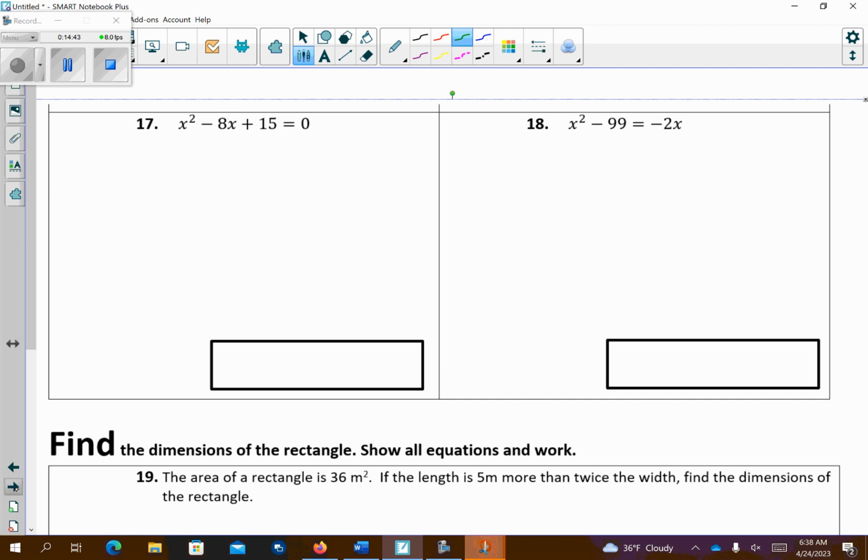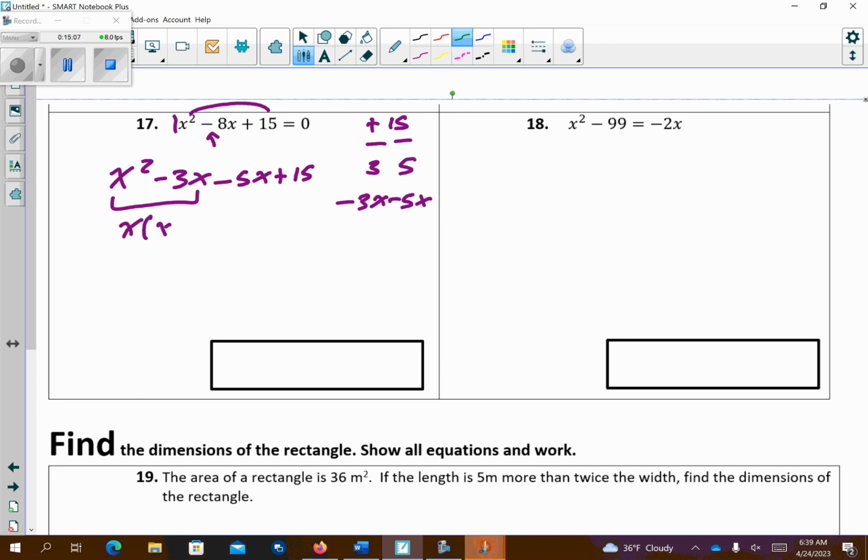Number 17, let's see if we can factor it first. Put a 1 out front. I'm going to get a positive 15. In order to get a positive 15, they both need to be negative, because that's negative. And I think 3 and 5 are going to work. So if I have negative 3x and minus 5x, those combine together to give me negative 8x. So I get x squared minus 3x minus 5x plus 15.